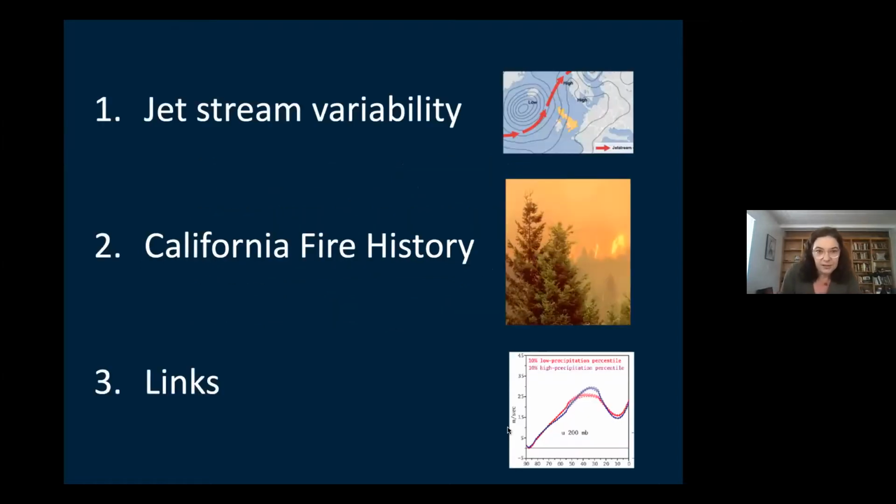And so today I'll give three examples, two really. I'll talk about jet stream variability. I'll talk about fire history in California. And then the third topic will be linking California fire history to jet stream variability. I know fire history is one step removed from climate, but they're importantly linked.